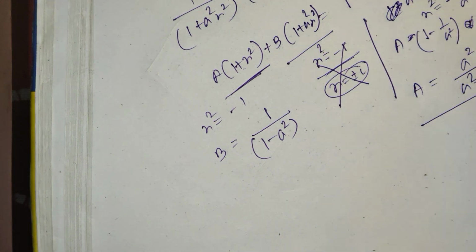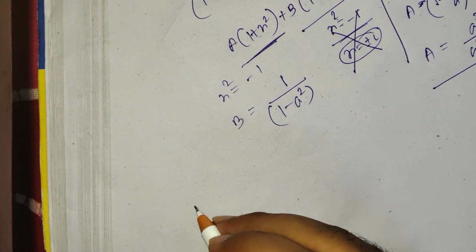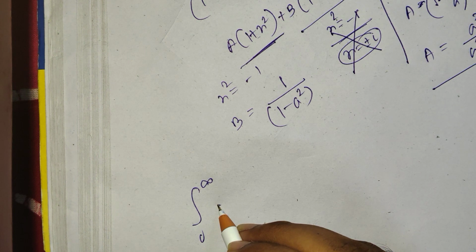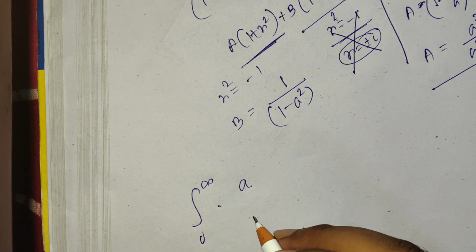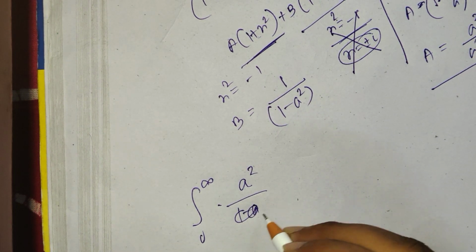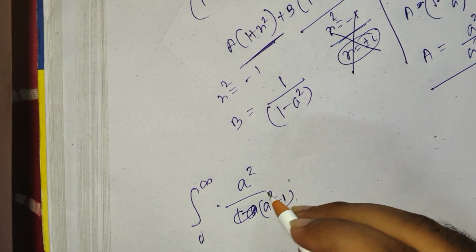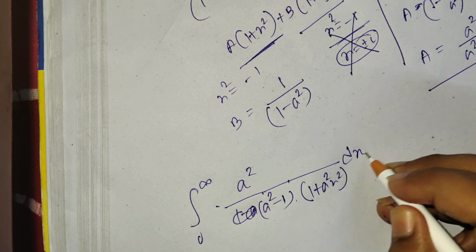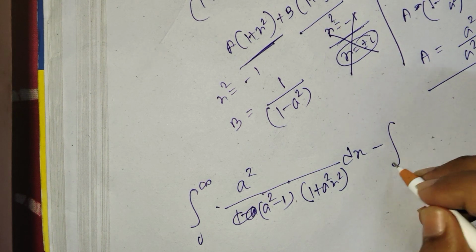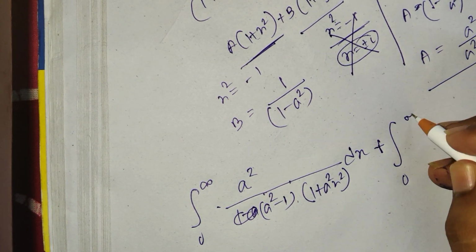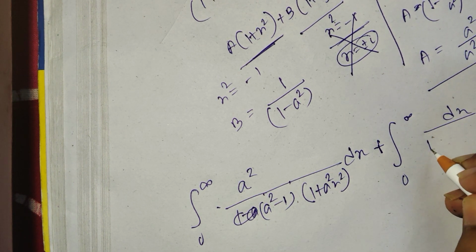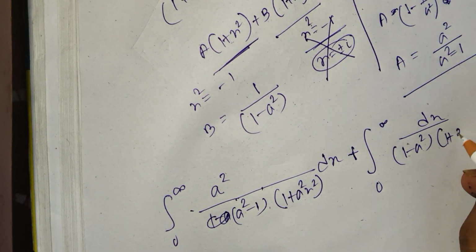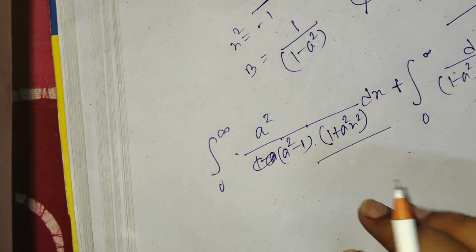Now we have to replace it here. So the integration is 0 to infinity of a square by (a square minus 1) into (1 plus a square x square) dx, plus 0 to infinity dx by (1 minus a square) into (1 plus x square). Now this integration is easy and this integration is also easy, right?